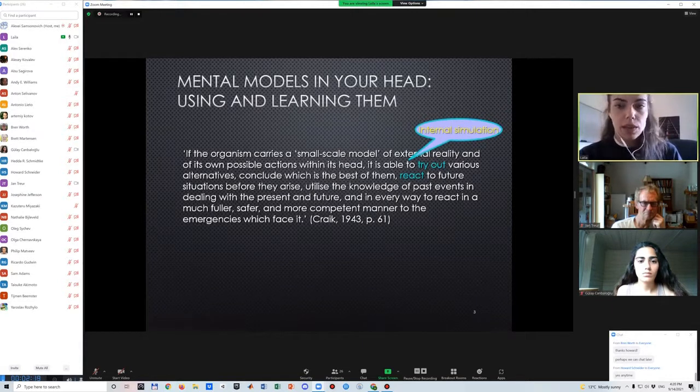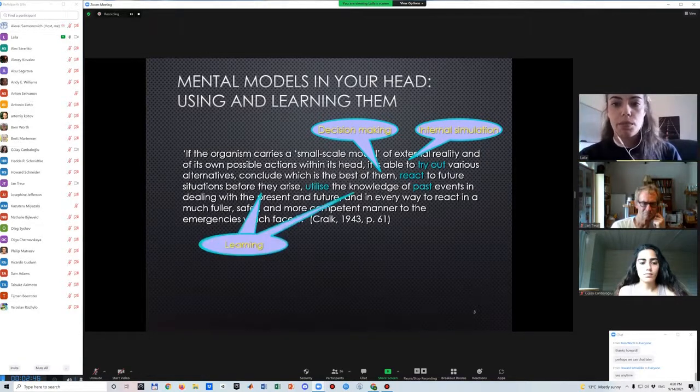So he will be able to try out various alternatives, conclude which is the best of them, react to future situations before they arise. So the reacting is like the decision making, and then utilize the knowledge of past events in dealing with the present and future. In other words, learning it, and in every way to react in a much fuller, safer, and more competent manner to the emergencies which face it. So pretty important stuff.